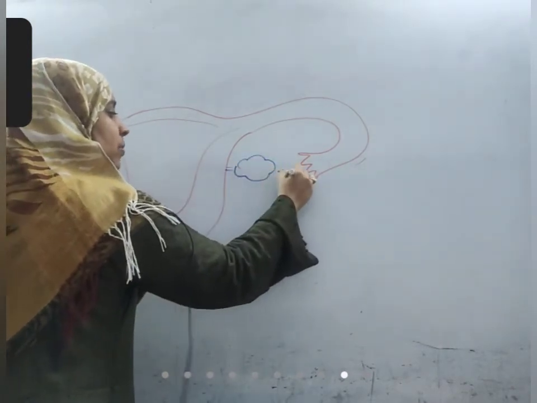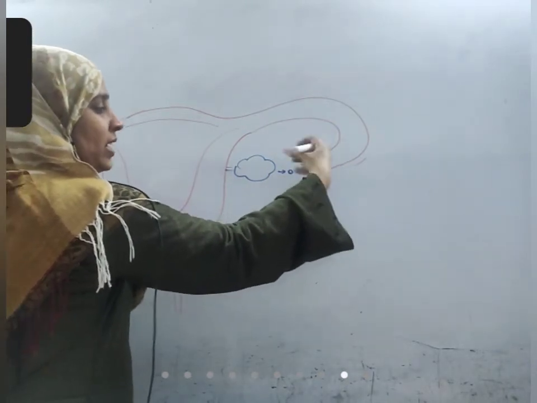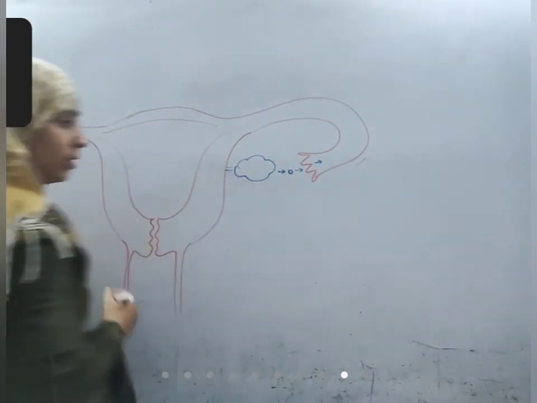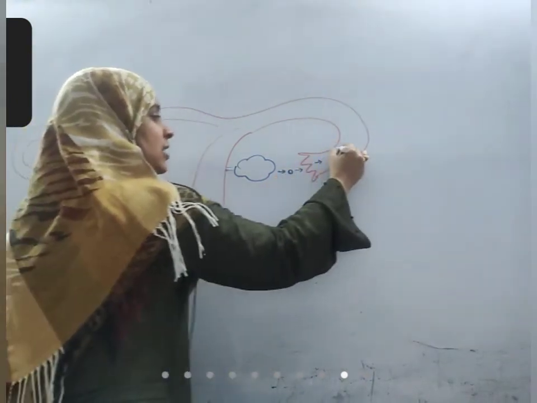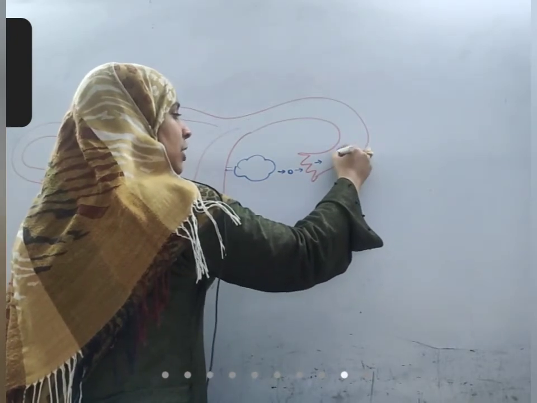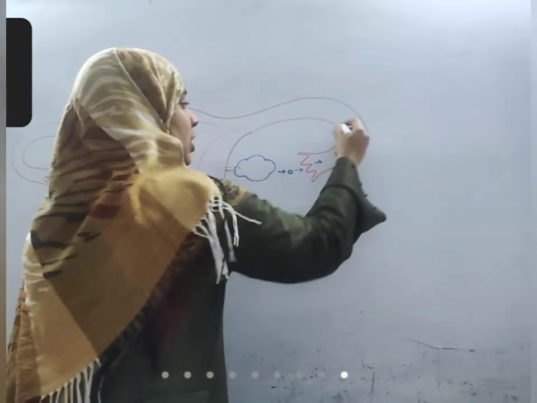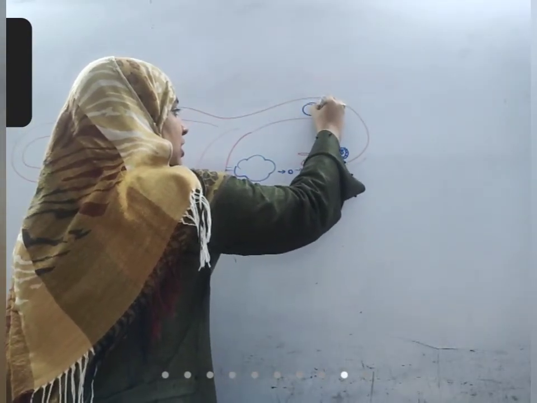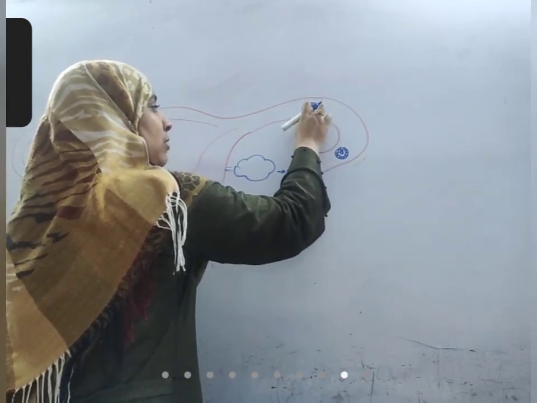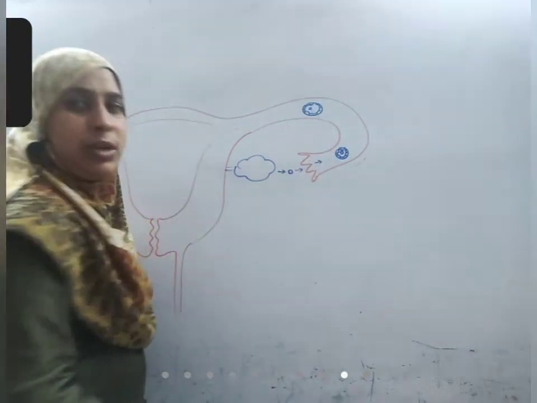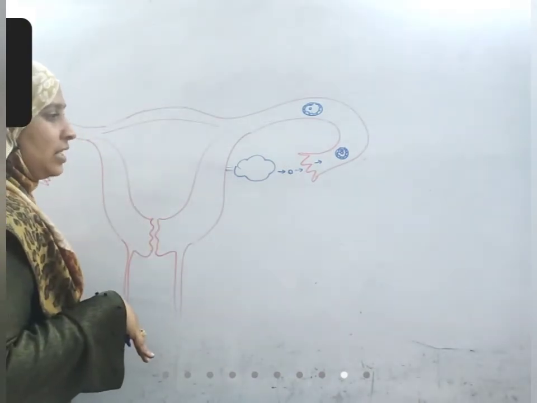The ovary releases the ovum and that is attracted by the fimbriae. Fimbriae make movements like this to attract the ovum. The ovum is released along with the zona pellucida, and the secondary oocyte enters here. After entering here, the secondary oocyte will undergo the second cell division, and by the time it reaches here, the cell division is complete. But among the 4 cells that are formed, only one cell will remain. The remaining cells will disintegrate.